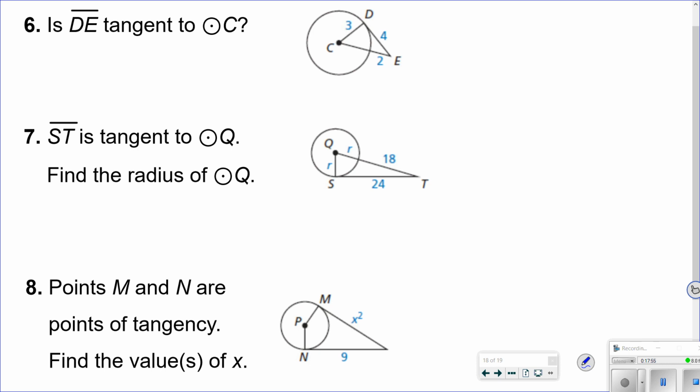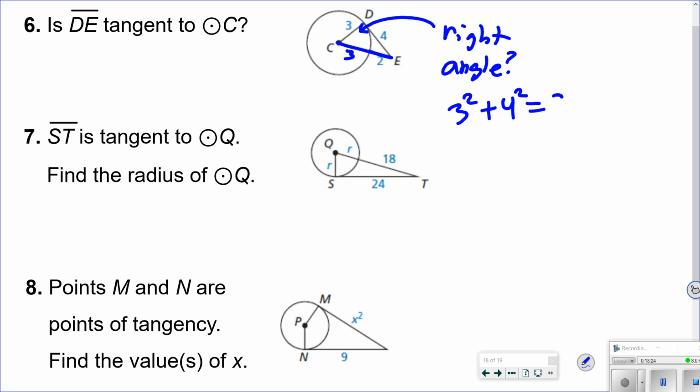Okay, so this first one says, is DE tangent? So to be tangent, well, the real question is, is that a right angle? That's what I'm trying to check. So I can check to see if it's a right angle by using the Pythagorean theorem. This is a little bit tricky. It says this part is 2. That's not that entire side, right? The radius right there is 3, so that whole side would be 5. So it's 3 squared plus 4 squared equals 5 squared. That's the question. The answer is yes, that's the Pythagorean triple. So is it tangent? Yes.